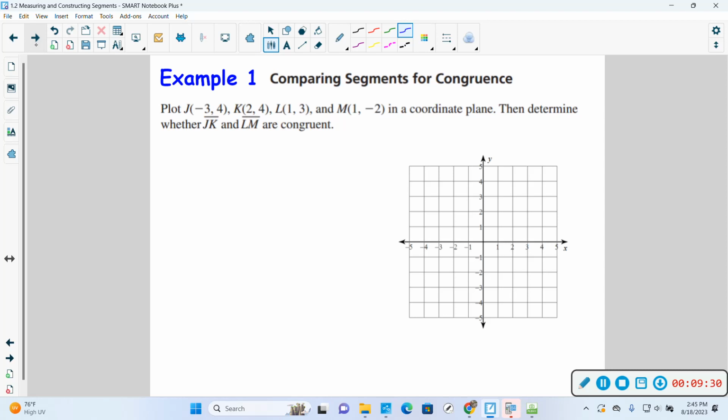Plot those points, start plotting them out. We're going to label them. We're going to figure out if these segments are congruent. So let's see. J is at negative 3, 4. So left 3, up 4. Label it. That's a J.